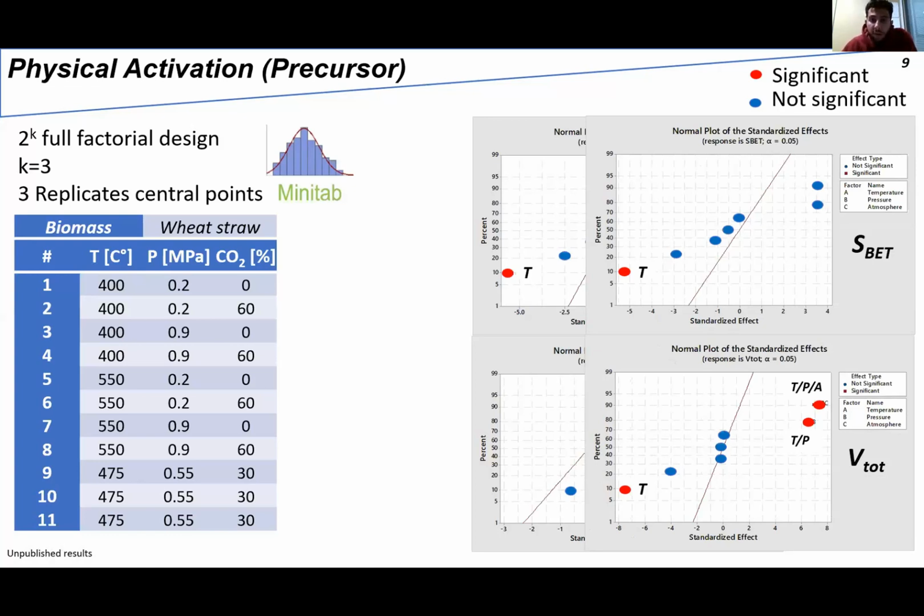So we can conclude that in order to obtain an activated carbon with high surface area and a high level of micropores, it is important to use a biochar produced at a low temperature, in our case 400 degrees.